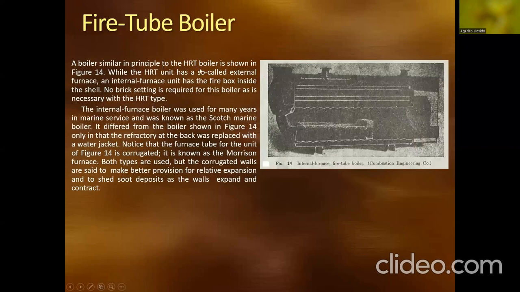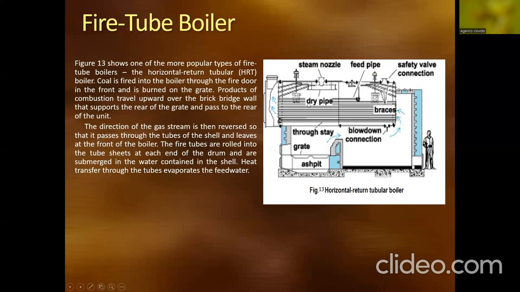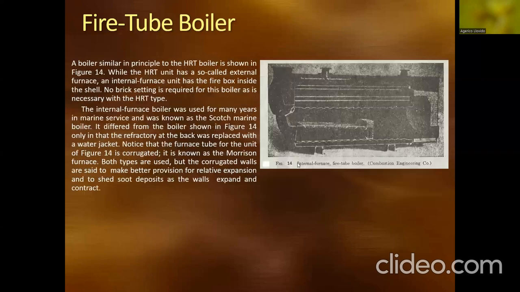A boiler similar in principle to the HRT is shown in figure 14. This is the internal furnace fire tube boiler. The furnace earlier was outside the shell, while here it is inside the shell. So while the HRT has a so-called external furnace, an internal furnace unit has the firebox inside the shell. No brick setting is required for this boiler as is necessary with the HRT type.